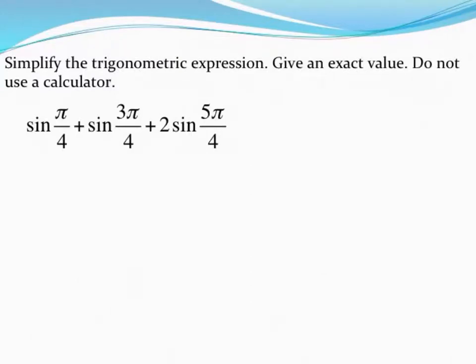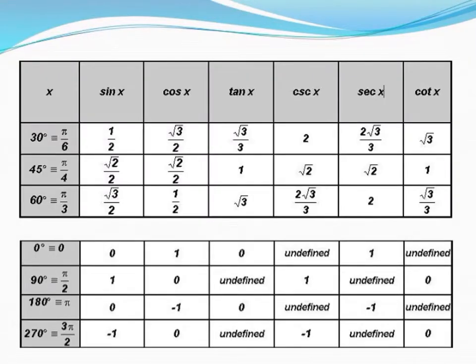In our last video, we were simplifying trigonometric expressions by looking up the sines, cosines, etc. of our special angles in our chart that we've put on our plates. This time, we're going to have to do something a little bit different because while pi over 4 is in the chart, 3 pi over 4 and 5 pi over 4 are not. So here's the chart that I'm referring to.